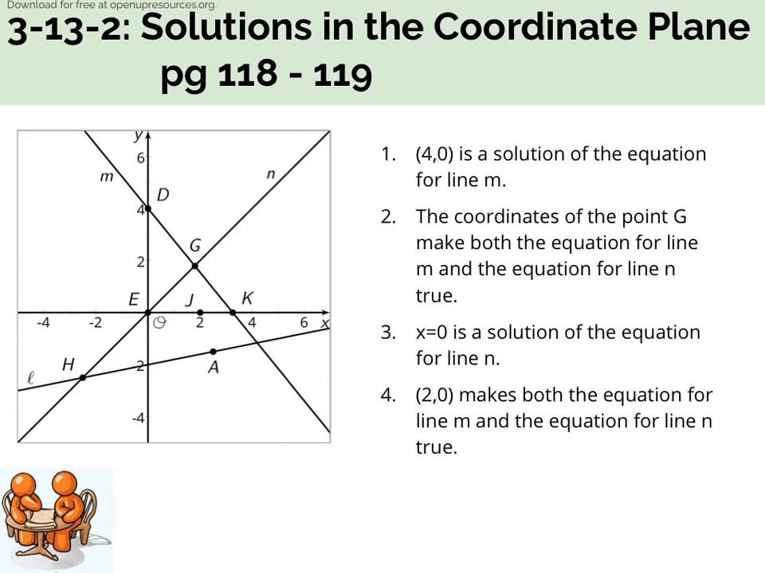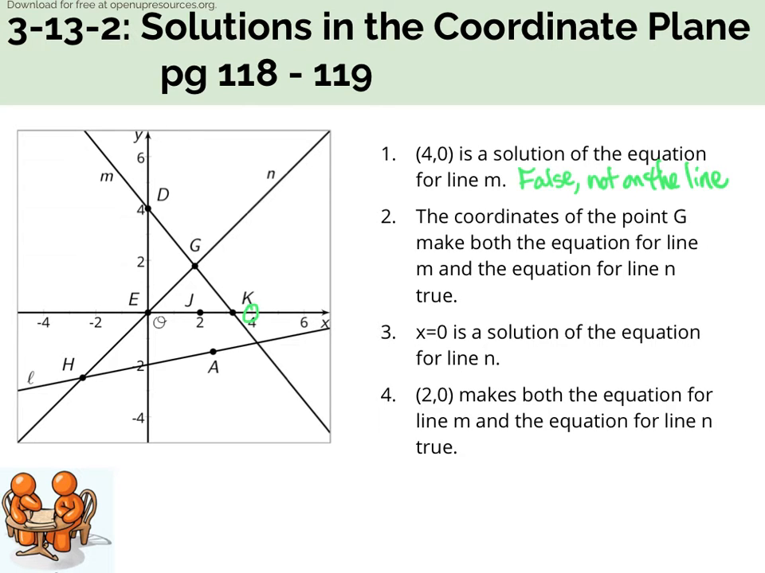So let's look at (4, 0). So (4, 0) is this point right here. Is (4, 0) on line M? Line M is this line right here. So is this point on this line? No. So is (4, 0) a solution? No, it is false. Okay? Not on the line.